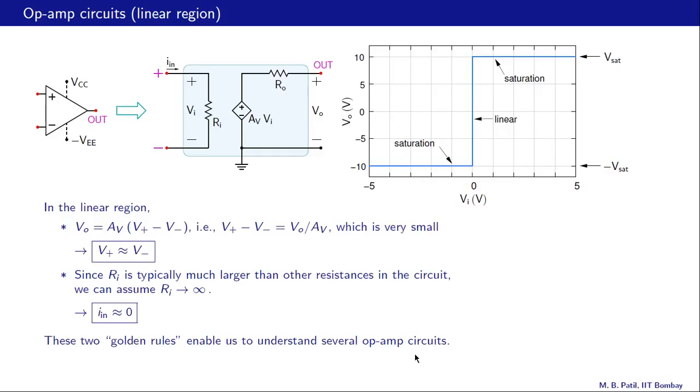So let's summarize once again. V plus and V minus are nearly the same, virtually the same, and the input current of the op-amp is 0.